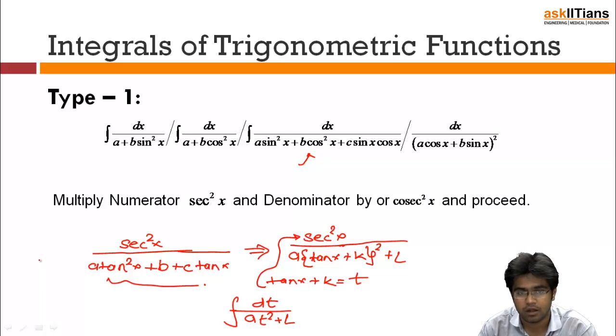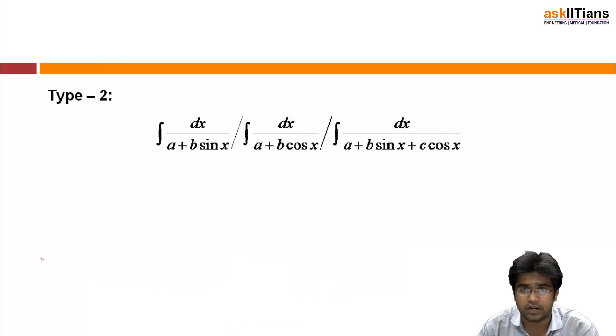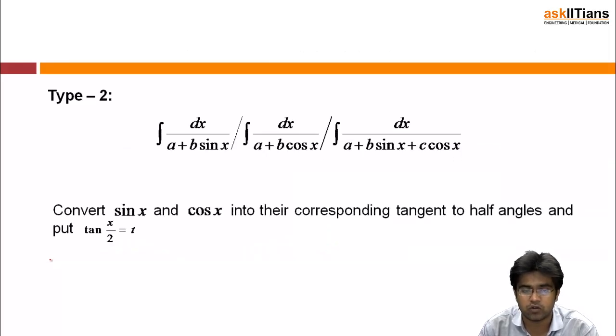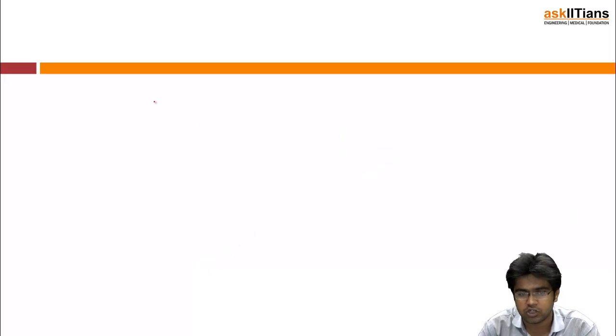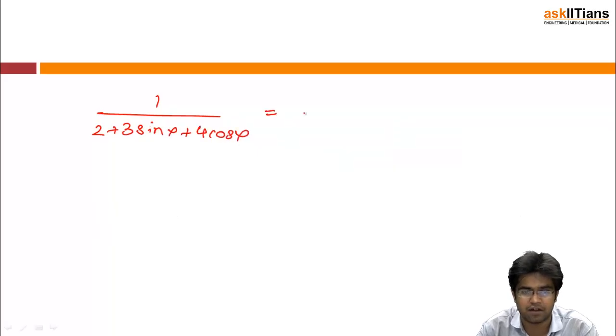Another different type of integral can be like this: there is no quadratic, but there is a linear expression. To these questions, what you need to do is convert sine and cos into tan half angle form and write tan x by 2 as t.